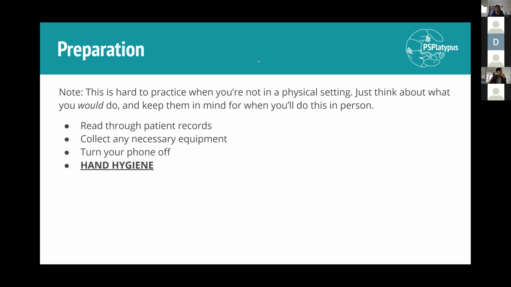All right, this is not super relevant for you if you're doing it over Zoom, but once you do it in person, it'll be important. So basically just think about it, and once you do it in person, you'll be doing this for real. You want to read through patient records, because there could be some really big important stuff there. You want to collect any necessary equipment, especially when you move on to examinations in semester 2. Turn your phone off. That's self-explanatory. And hand hygiene. You will hear about hand hygiene a huge amount in clinical skills, because it is quite important. I'm sure COVID has shown us all how important it is to wash your hands.